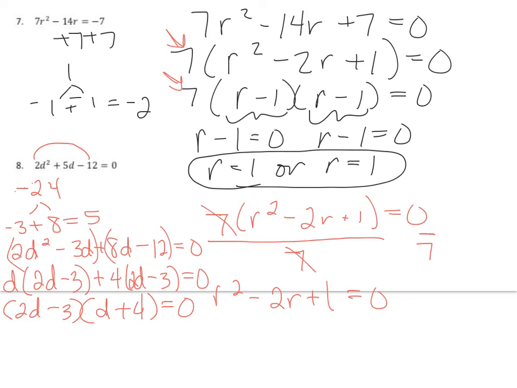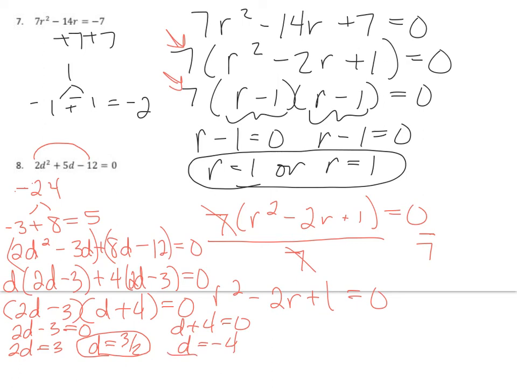This first binomial, set it equal to 0. 2d minus 3 equals 0. Add 3 to both sides. 2d equals 3. Divide both sides by 2. d equals 3 halves. Then I have d plus 4 equals 0. Subtract 4 from both sides. d equals negative 4.